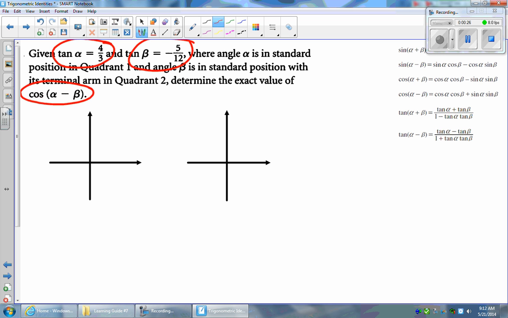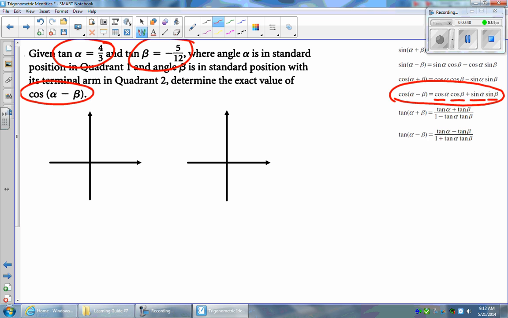Now, to find that exact value, we do have to use one of the identities, and you just want to match it up with the proper one. So I see that it matches the form of this identity. Now, to find the exact value, we need to find out, first of all, what is the cosine of alpha? What's the cosine of beta? And also, what's the sine of alpha and what's the sine of beta? Now, what I'm going to do here to find those values is go ahead and graph each angle and go from there.